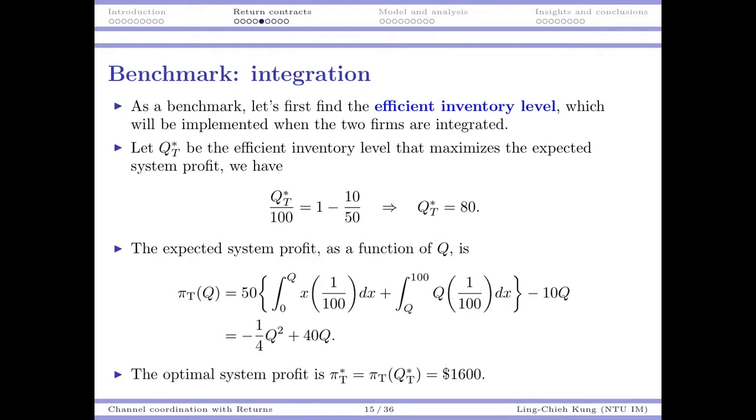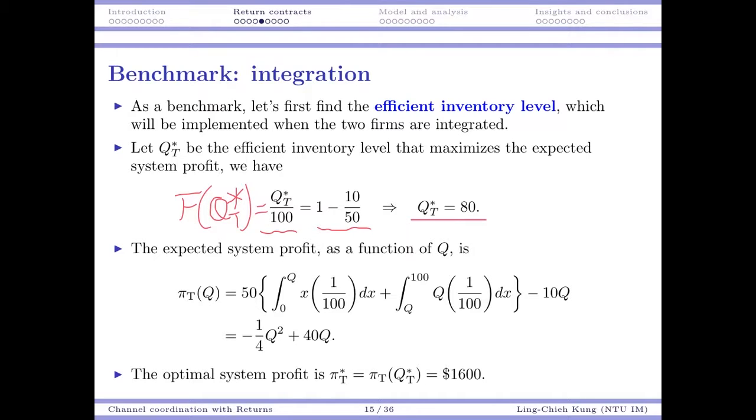This is just the basic newsvendor problem. Okay, let me write it down. F of Q_T star should be this ratio, right? Because this is a uniform distribution between 0 and 1. And then we have this critical ratio according to our production cost and retail price. Immediately we get the optimal quantity from the system's perspective.